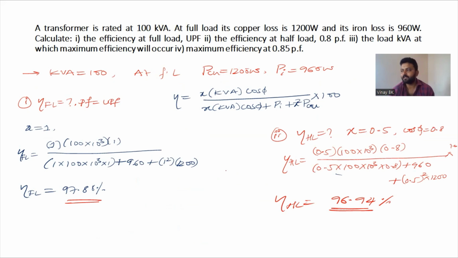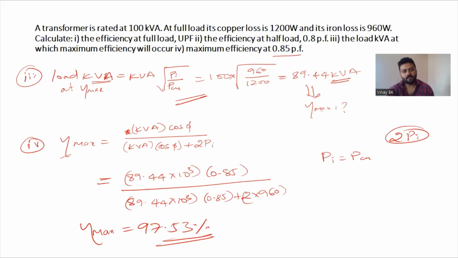For full load, the value of X is 1. For half load, the value of X is 0.5. Like that, if they change it to 60 percentage, 0.6, 70 percentage, 0.7, 80 percentage, 0.8, the value of loads changes. Similarly, in the third point you calculate load kVA, then use the same load kVA for maximum efficiency. They mentioned it clearly, so whenever you are solving the maximum efficiency, particularly for this problem, you need to enter the value of kVA as 89.44 kVA.